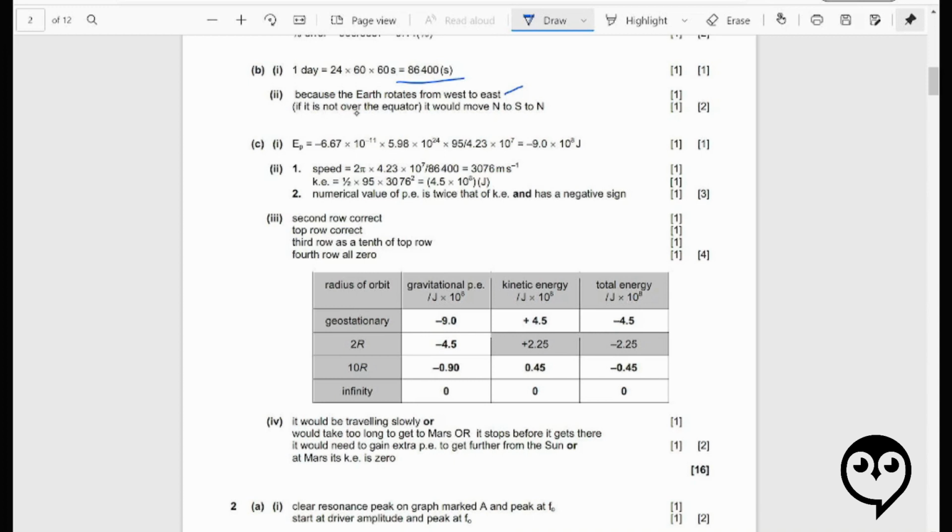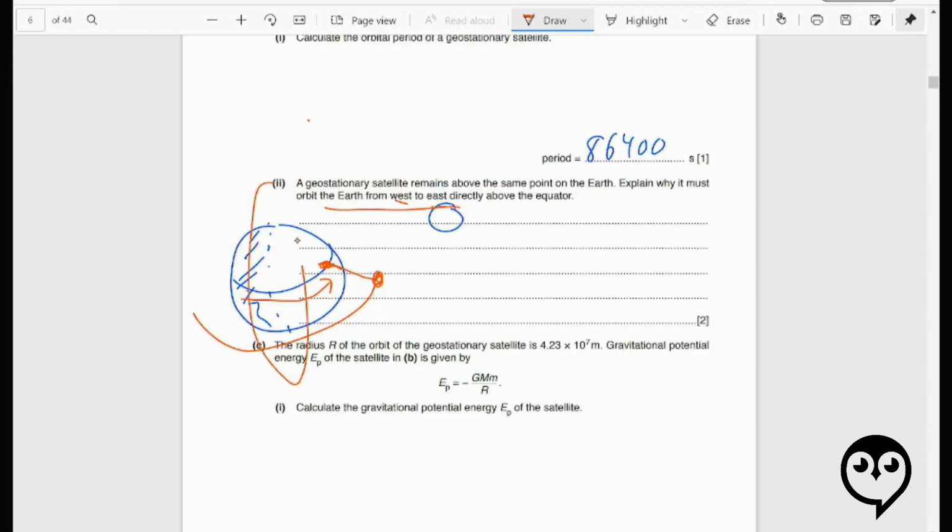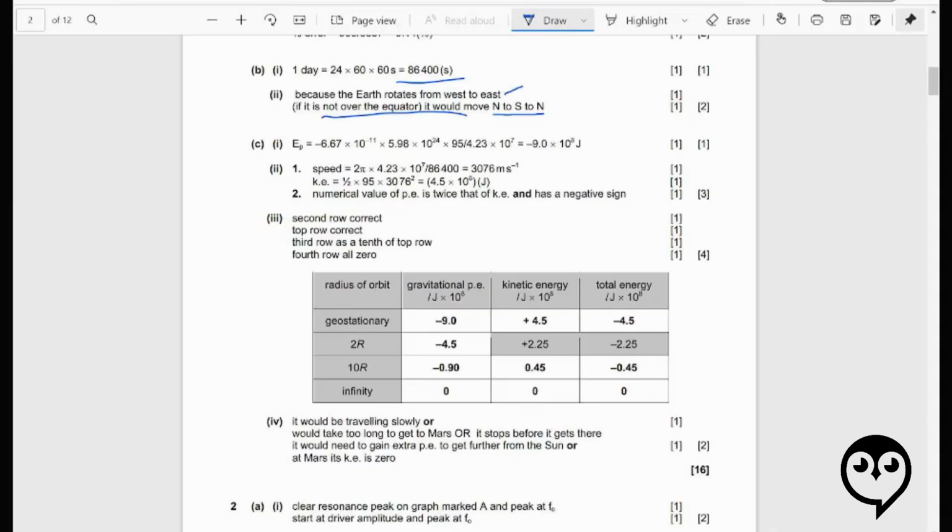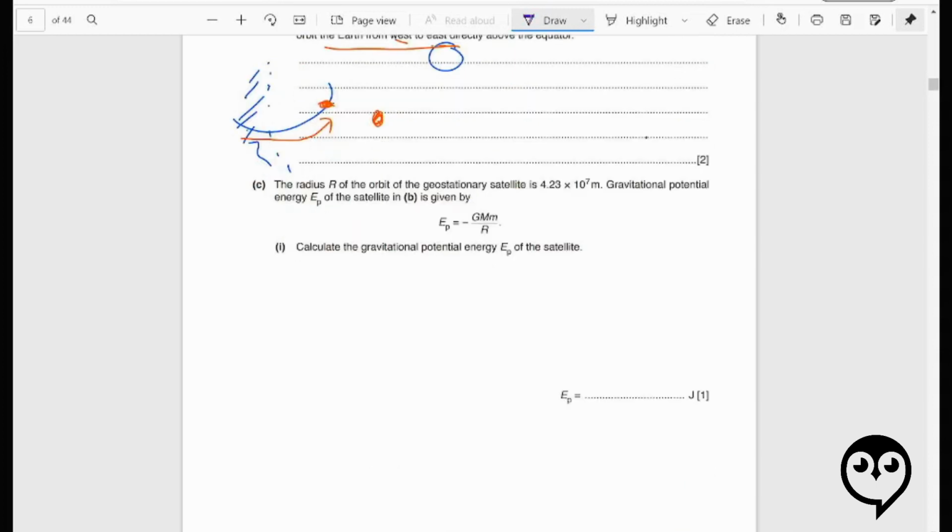If it is not over the equator, it would move north to south to north. I'm not sure what they're trying to say. The satellite would rotate this way. I'm not sure why they're saying that. I'm not sure what's going on, what they mean by that, if that's necessarily true. But let's move on.